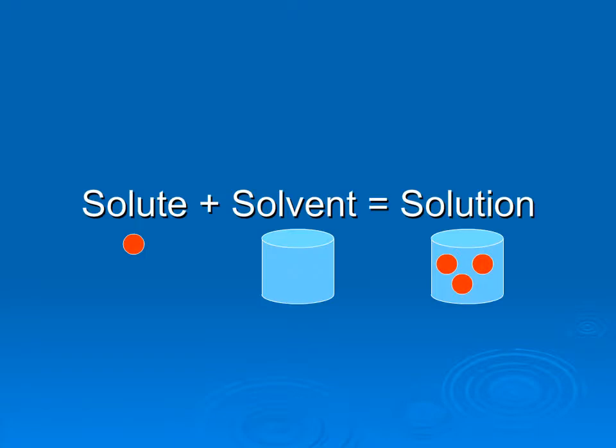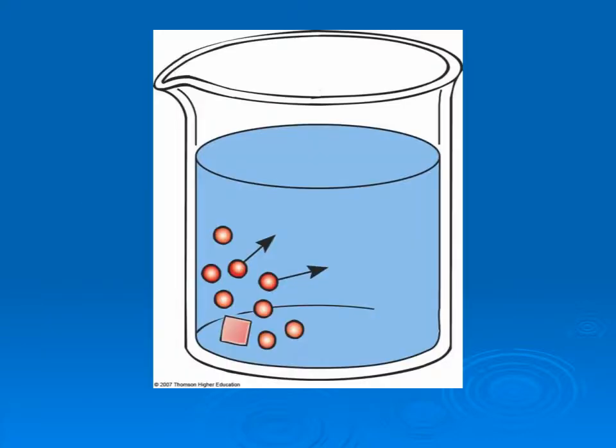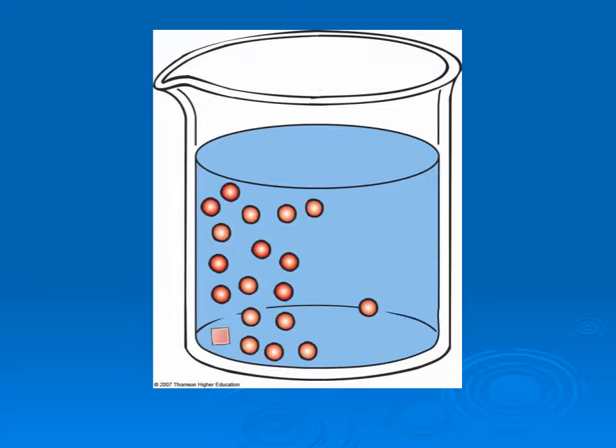First, let's review a cell's environment. Cells contain and are bathed in an aqueous solution, which consists of a solute and a solvent. When we place a solute like sugar into a solvent like water, the polar water molecules interact with the polar sugar molecules, and the sugar dissolves in the water. But the solute doesn't stay in one place. The energetic molecules randomly move around and bounce into one another.